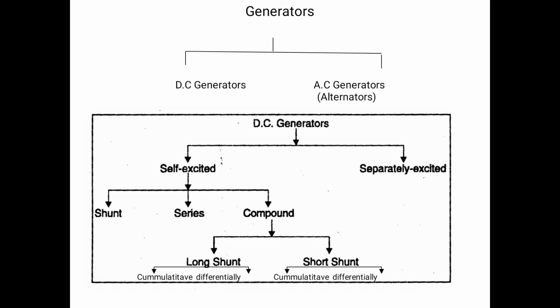Next, DC generators classification. First of all, based on the excitation. Based on the excitation, meaning the method of connecting supply across the field winding, the DC generators are divided into two types. First one is self-excited, second one is separately excited.